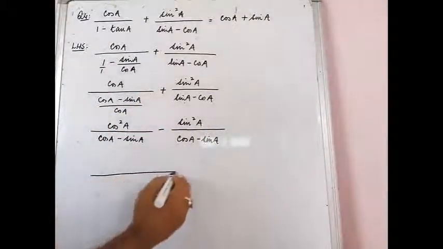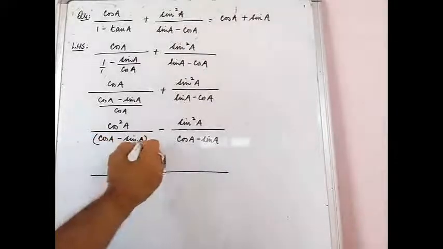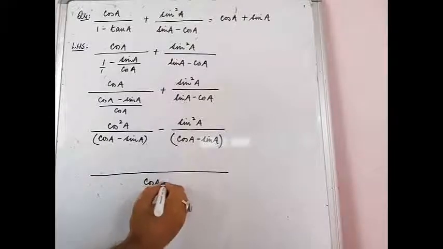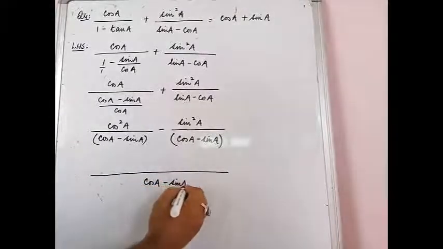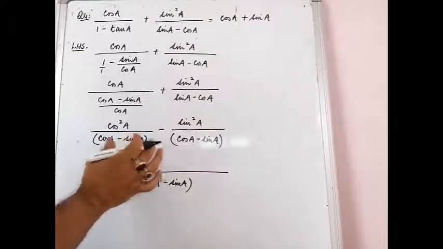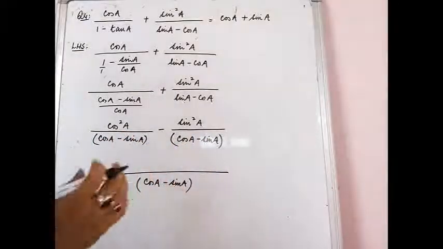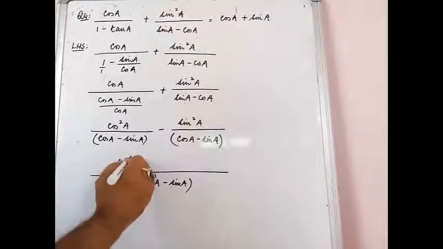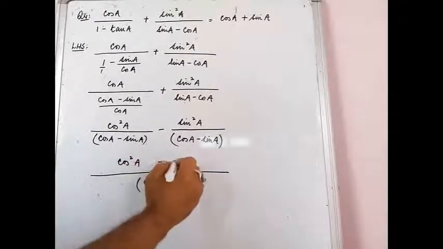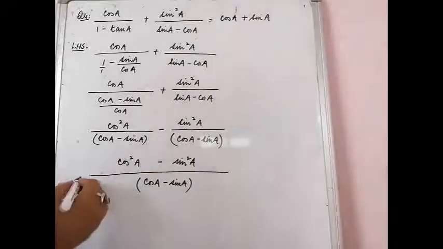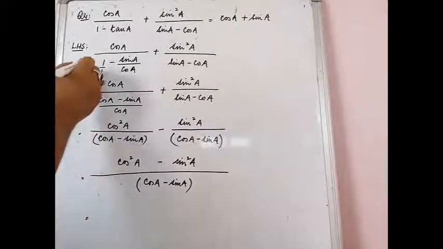Now easily I can take the LCM of this portion, both are the same thing, so I can simply write down cos A minus sin A as the LCM. So cos A minus sin A, cos A minus sin A will give you an LCM of cos A minus sin A. So now when you read the table, you will simply get cos square A here minus sin square A here. Okay, so in the next step, all these are okay.